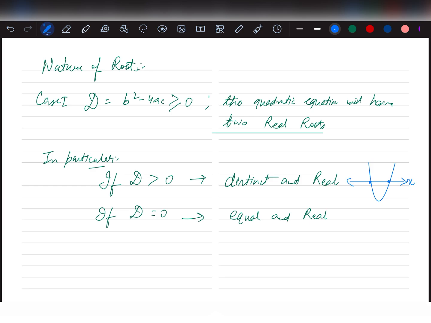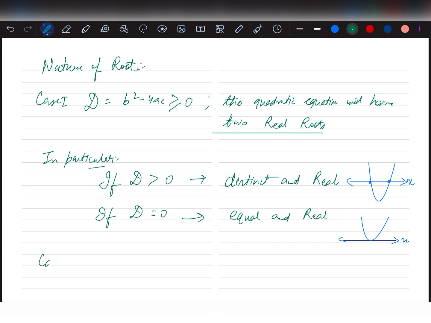And for the second one, if you look at the graph, it is touching the x-axis exactly at one point. So for this we can say that they have two equal values, and of course they are real values, right? They can be any real number, and as you can see they lie on the x-axis, so it can be any number on the x-axis.